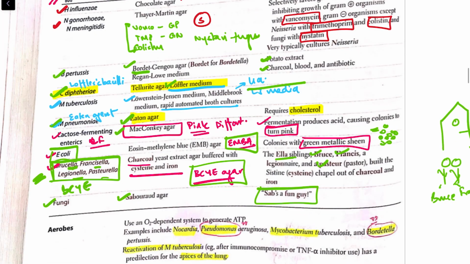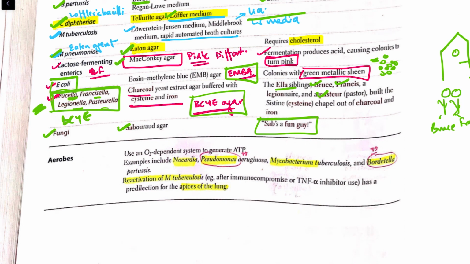Okay, now let us talk about aerobes. We know that aerobes require oxygen, and aerobes के examples are Nocardia, Pseudomonas, Mycobacterium, Bordetella. ठीक है. तो इसीलिए there is a fact that if TB bacteria regenerates, it has a preference for the apices of lung, which have greater oxygen.